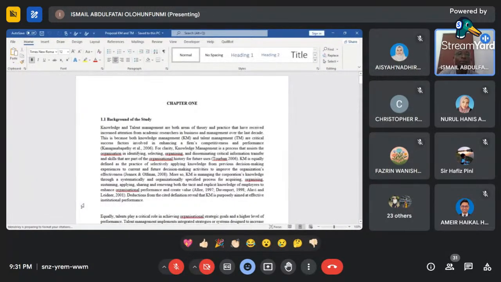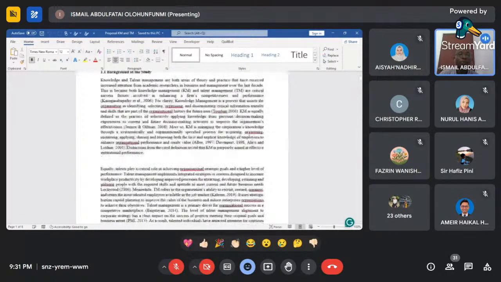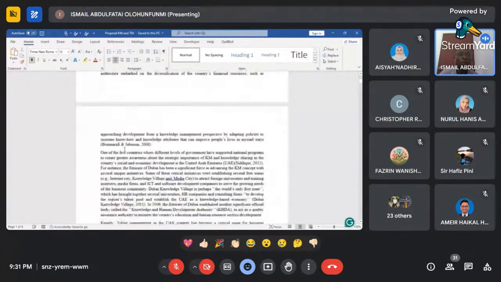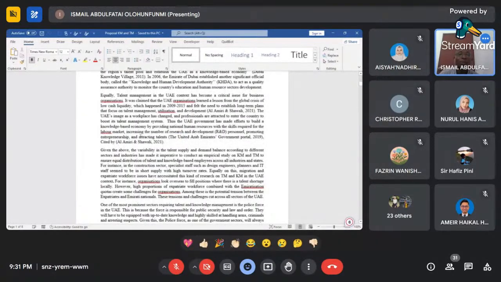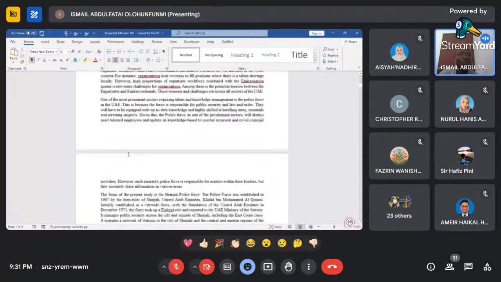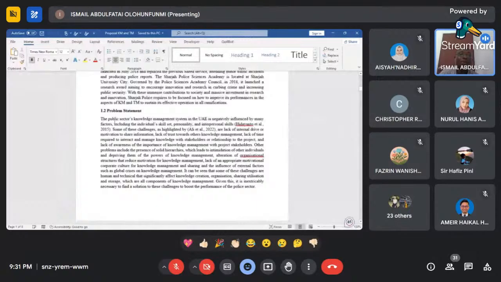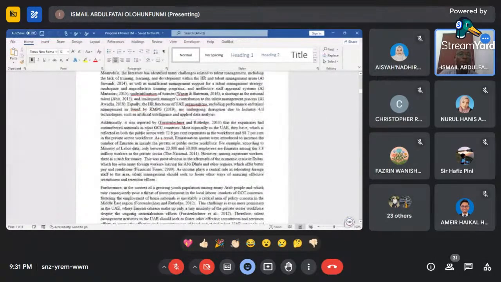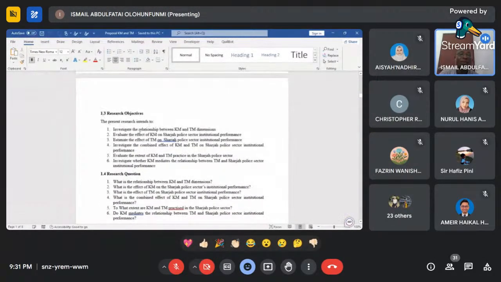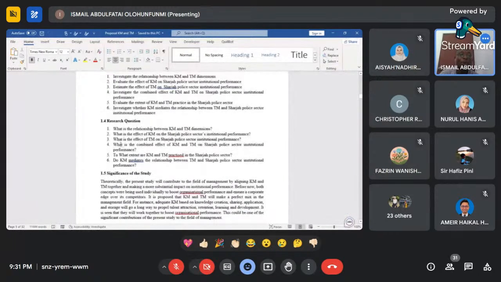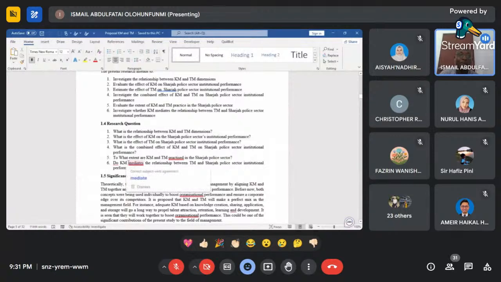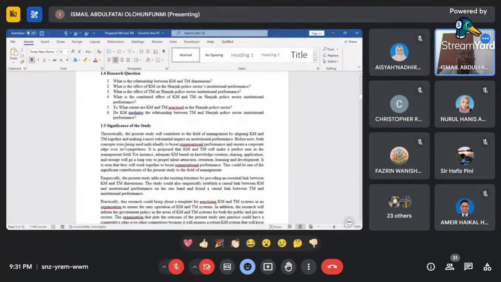So this is another one. The background of the study. You see that references is there, everything is there. Problem statements, research objective: evaluate, estimate, evaluate, investigate. You see, to what extent do this? So we know that this also is quantitative research. Significance of the study.